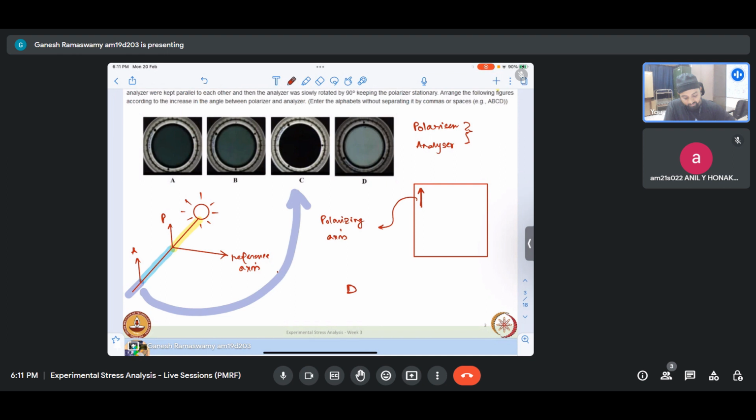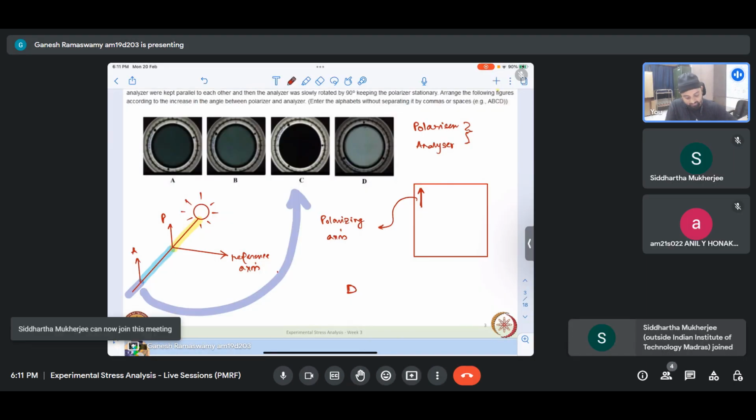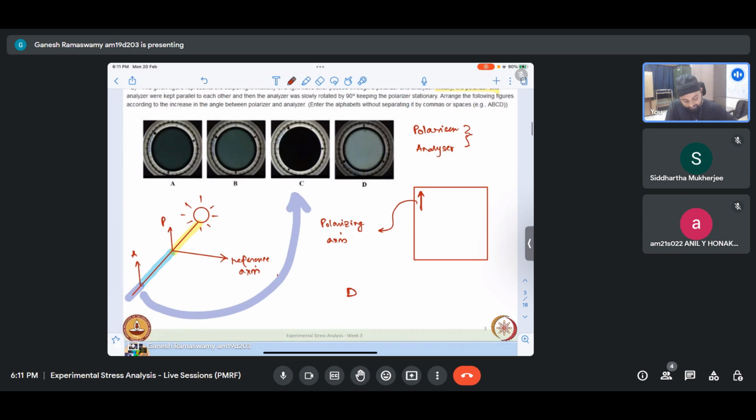Now when we slowly rotate it by some angle, there will be some light that is getting cut out, and only some of the light is entering the sensor or our eye, the observer. So we can see that among B and A, B is still brighter than A, which implies that the rotation is only a little bit.